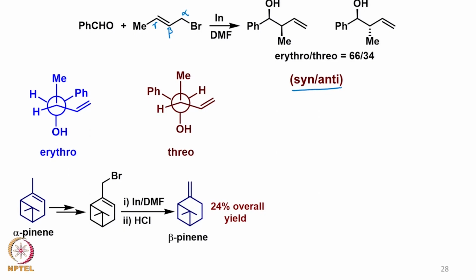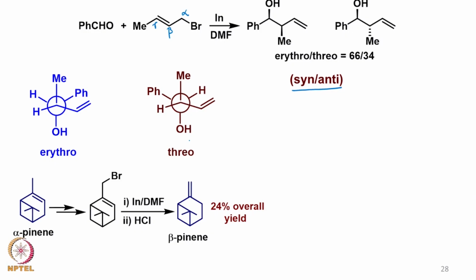So this is erythro and this is threo. In this particular case we do not have that strong a ratio difference in terms of syn and anti as we had seen in the case of boron, but nevertheless the reaction does take place, and of course you get a larger amount of the syn product here, erythro, and the threo product in this particular fashion.